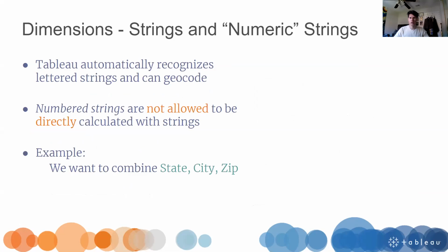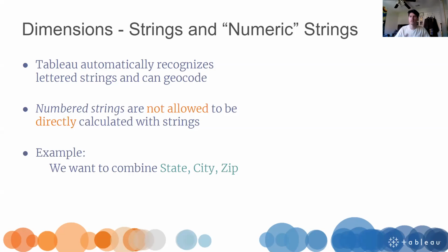And the last part of dimensions would be string and numeric strings. This goes into the topic of adding a zip code, for example. We can finish off this past slide by adding a zip code. Tableau can automatically recognize lettered strings and can geocode. So when we're looking at zip codes, let's say 92507, that's the zip code for Riverside.